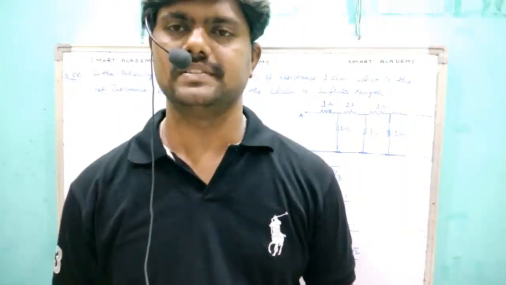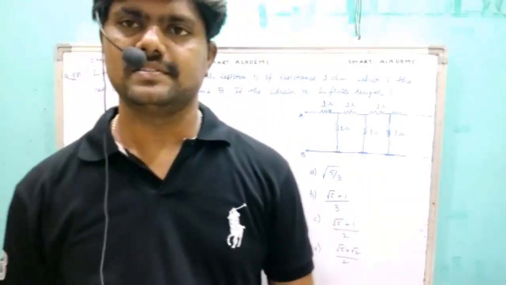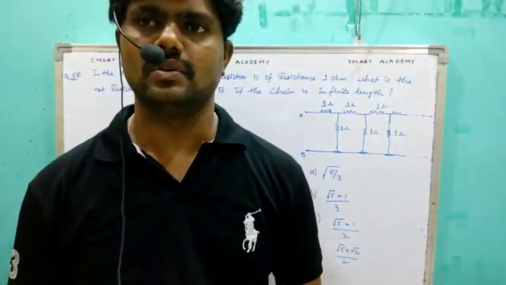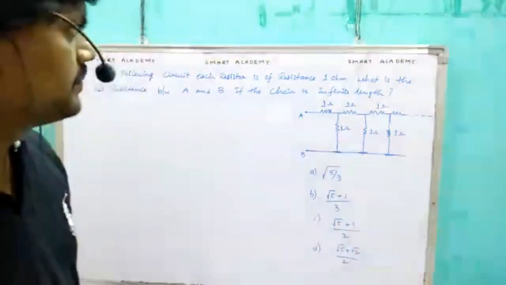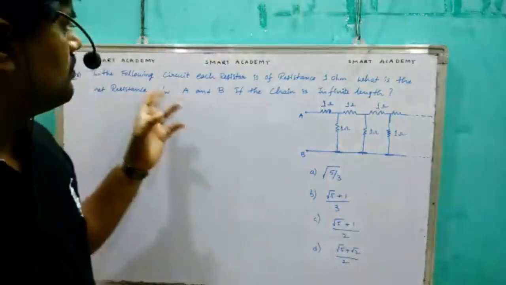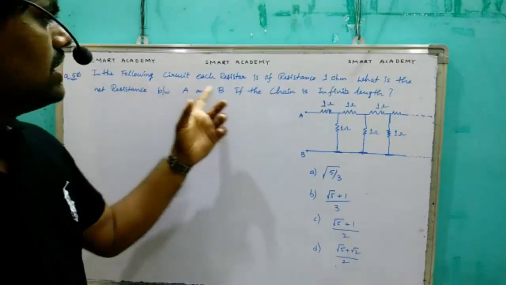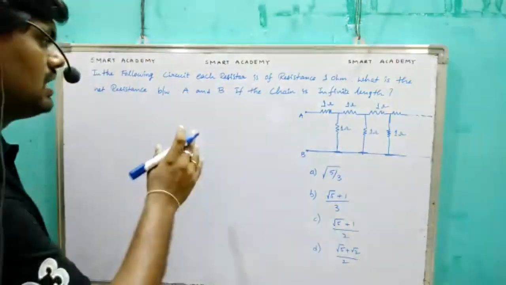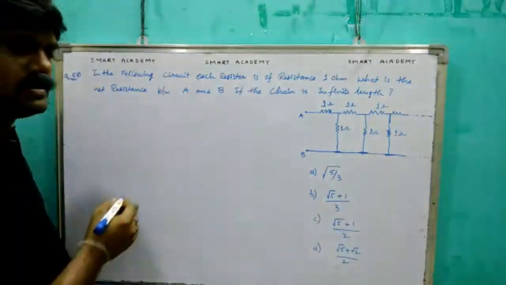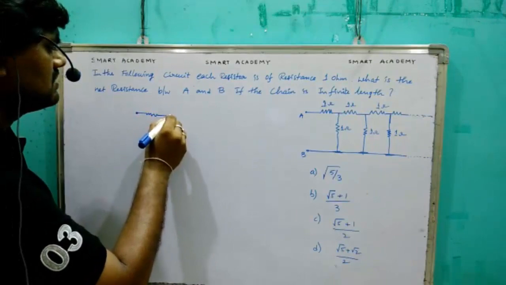Now we discuss the SCU MSc Physics 2018 solutions. In this we have question number 58, based on resistors. Before going to that, we discuss some initial fundamentals.